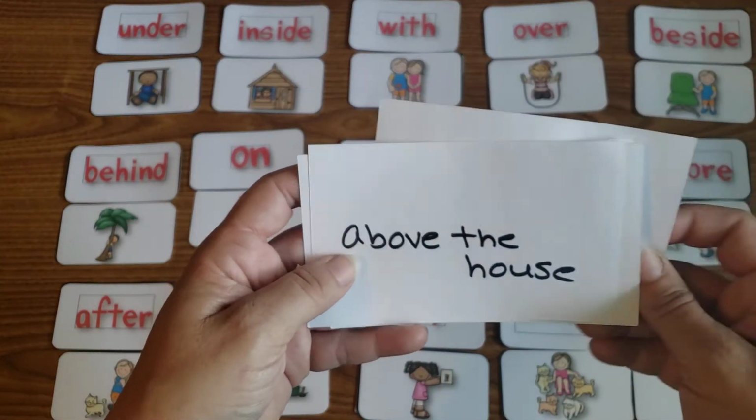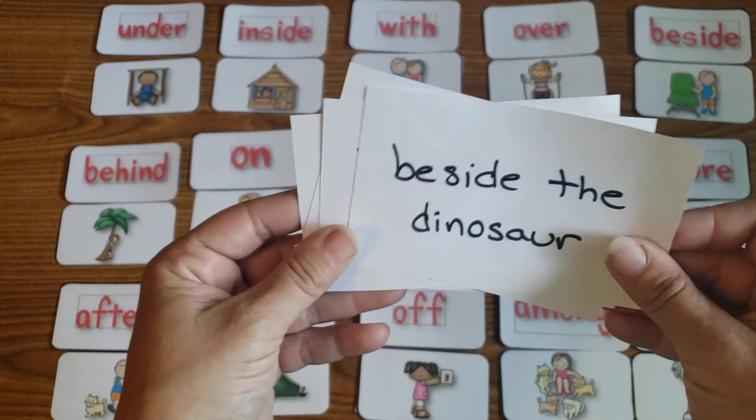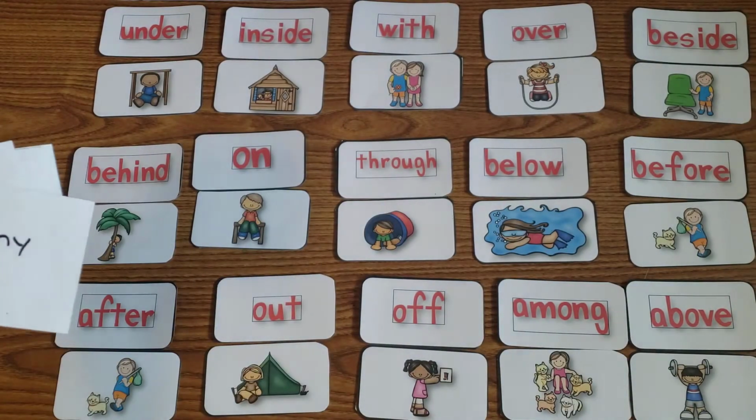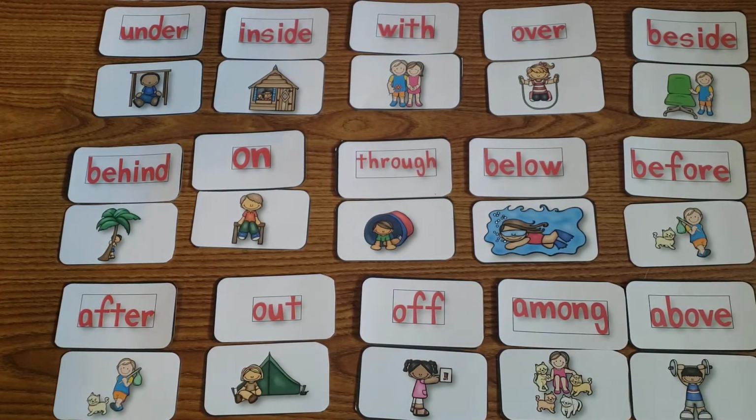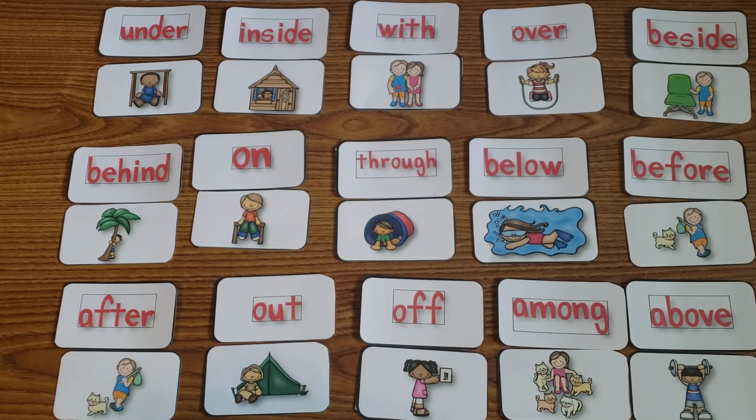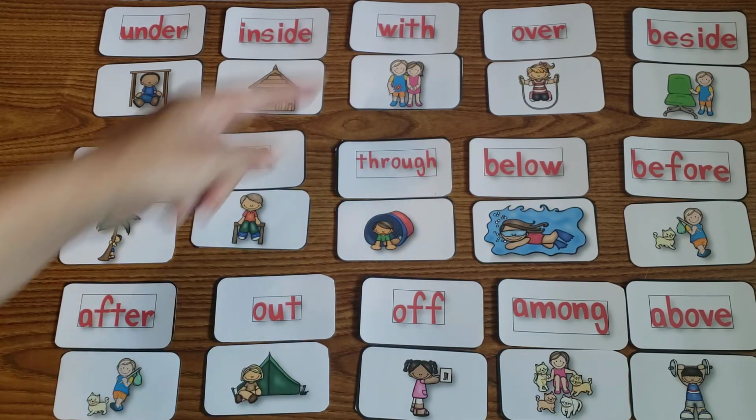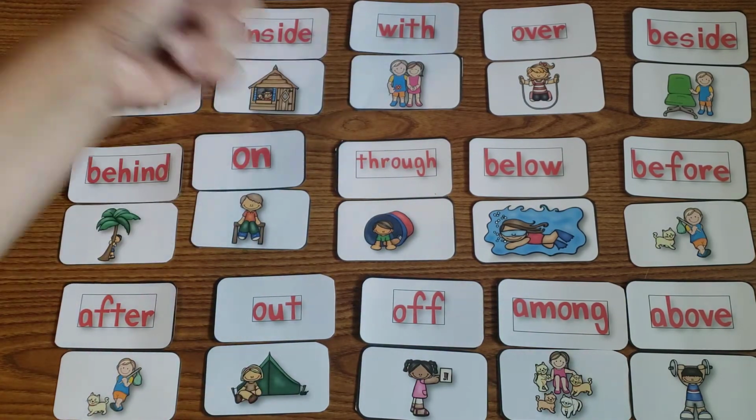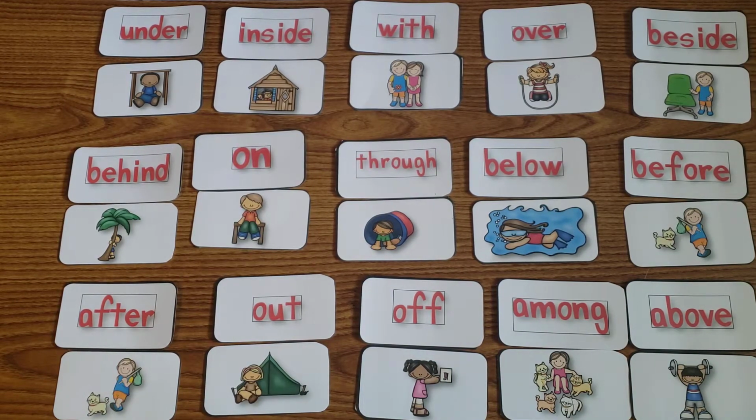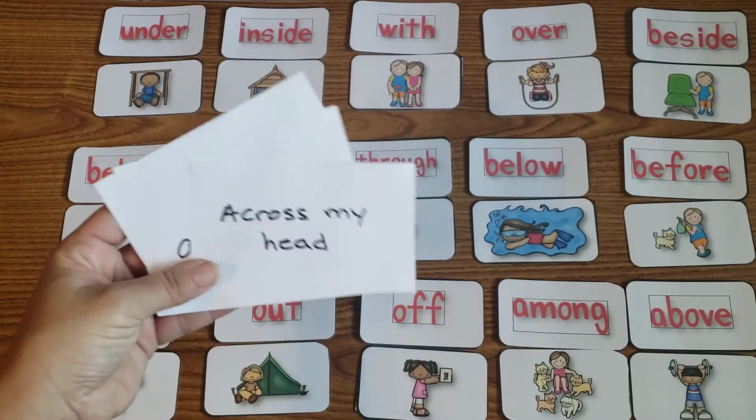Across my head, above the house, on a couch, beside the dinosaur, into the unicorn. So for this, the sillier, the better. So usually about animals and stuff will make it a lot more fun. So a phrase that starts with any of these words. So over the rope, with the chickens, inside the refrigerator, right? So on 5 cards, I wrote prepositional phrases.